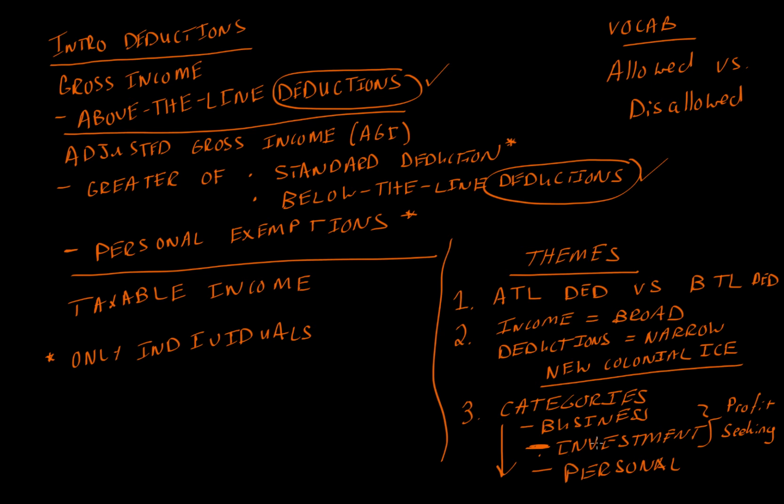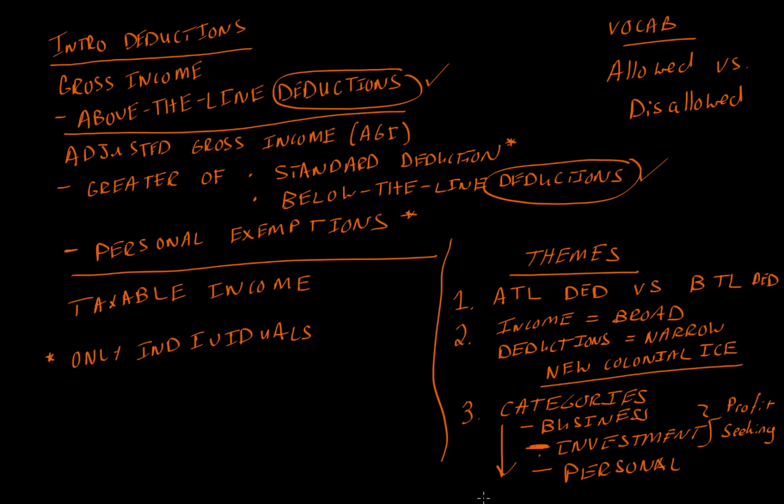Generally speaking, business and investment deductions can be deducted. They are allowed. Personal, though, the general rule is that they're not allowed unless some provision in the Internal Revenue Code allows for that. Some examples of personal deductions that are allowed include mortgage interest and charitable contributions, those kinds of things that deal with personal activity. In later videos, we'll get into actually distinguishing business versus investment versus personal.